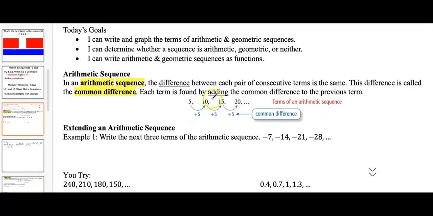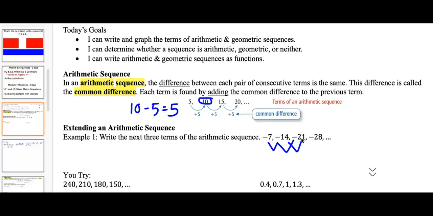So again, one way of finding the common difference would be to pick a number and then subtract the one before it if you were struggling to see the pattern. Okay? So example 1, write the next 3 terms of the arithmetic sequence. So first off, you have to figure out the pattern. So how did they go from -7 to -14 to -21 to -28?